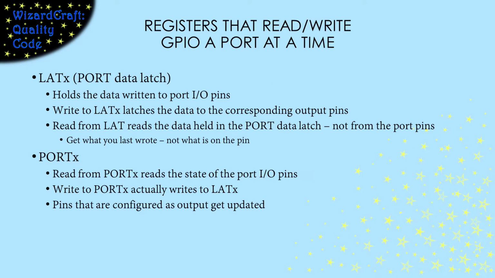Once you have the port configured, there are two registers that we can use to read or write to it. The LAT register is the port data latch register. It remembers the data that we have written to the port. Whatever we write to that latch goes to the corresponding pins for pins that are configured to be output pins. If you read from this register, it will give you the last thing you wrote, not what is on the pin. So this is for writing to the port. The PORT register reads the state of the port's pins. If you write to the PORT register, you actually write to the LAT register, so it'll update the output pins. But usually we use PORT for reading.